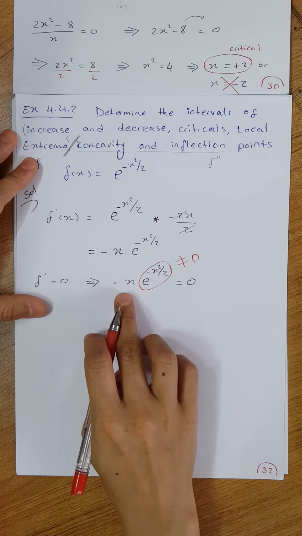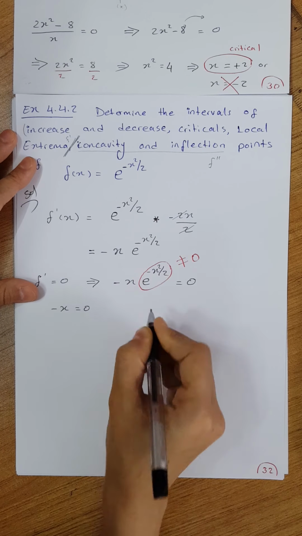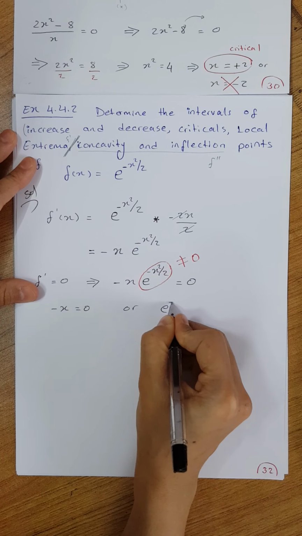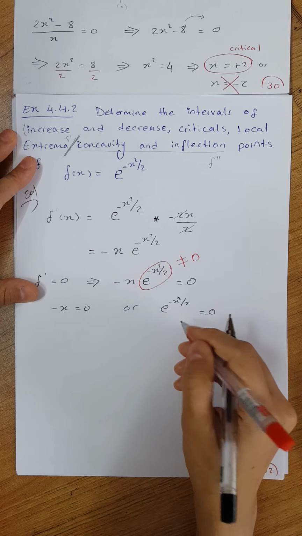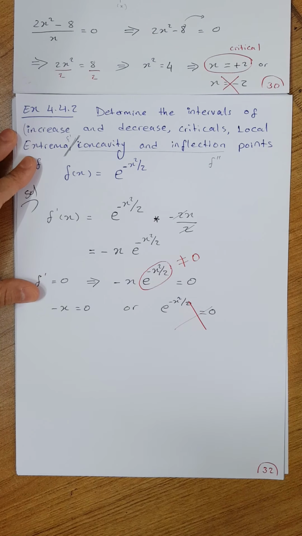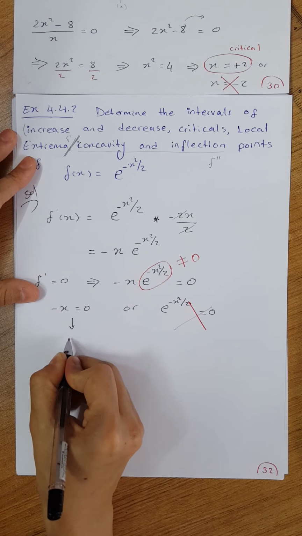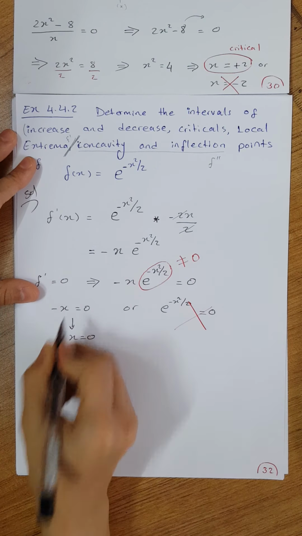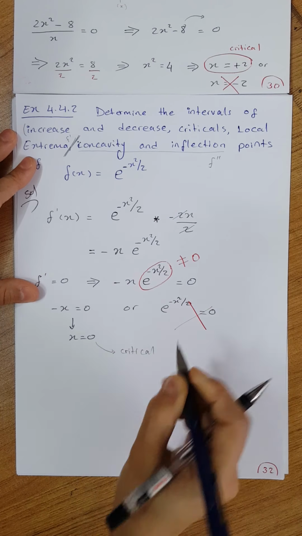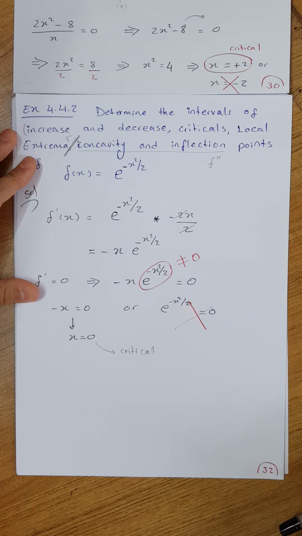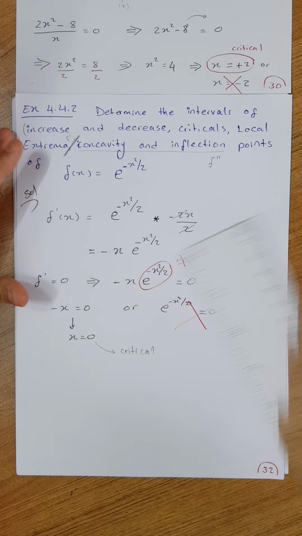When we have got a situation like that, we say x equal to 0 or e to the power of minus x squared over 2 is equal to 0. But that one is impossible, because we do not have exponential functions equal to 0. So I will simply get x equal to 0 from that equation. So the only point that I have got, which is a critical number, is x equal to 0.